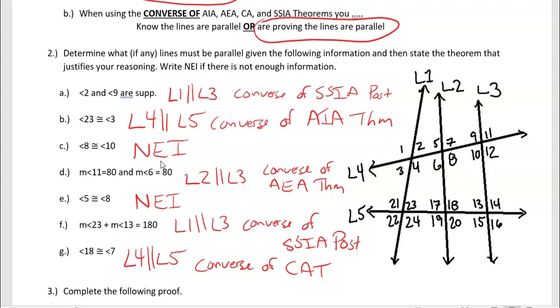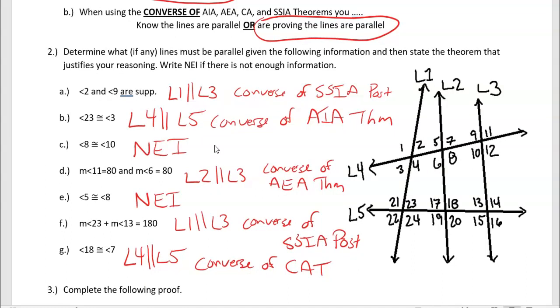The next one says that 11 and 6 are congruent. So we are hoping that those are one of those special types of angles, alternate interior, alternate exterior, or corresponding. When you look at 11 and 6, they are going to be alternate exterior angles for L2, L3, with L4 as the transversal.